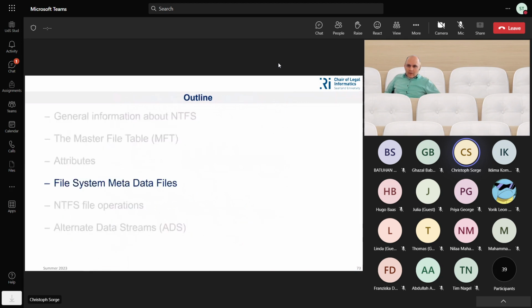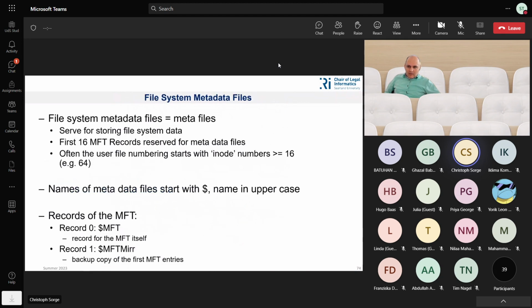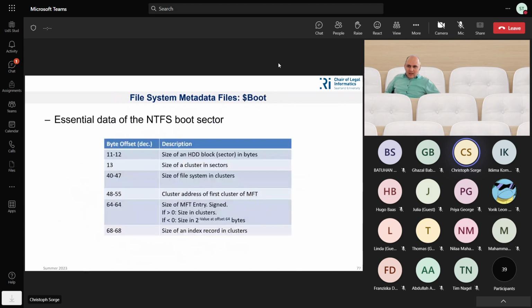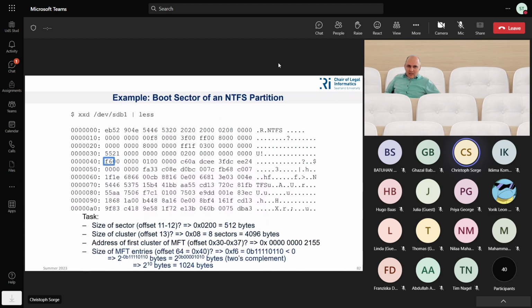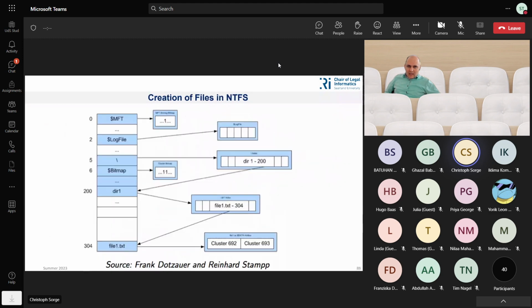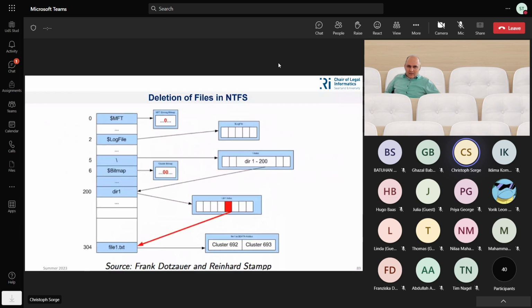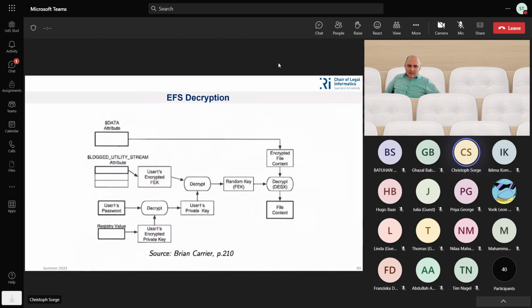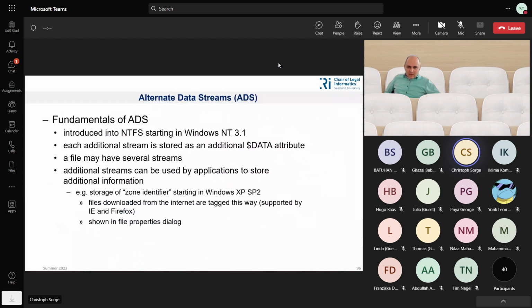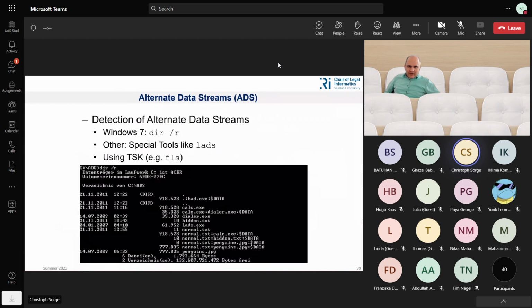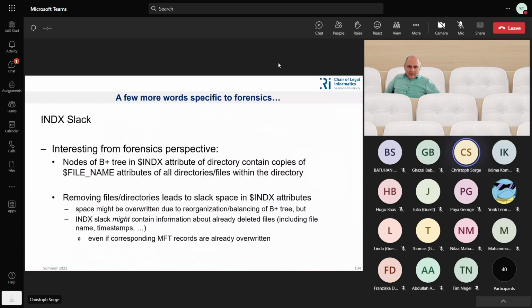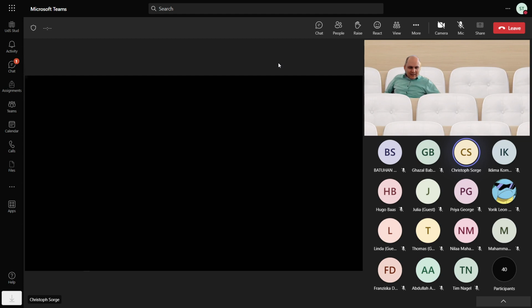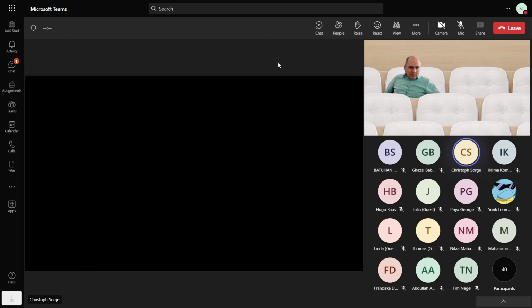Okay, what else did we talk about? We briefly mentioned the metadata files of NTFS, and finally there are operations like creation and deletion of files, and some extra features like encryption, compression and alternate data streams. So that was the main content from last time. Were there any open questions?